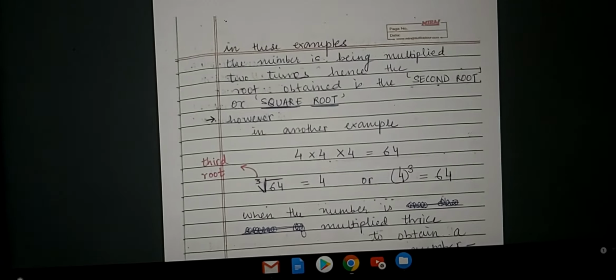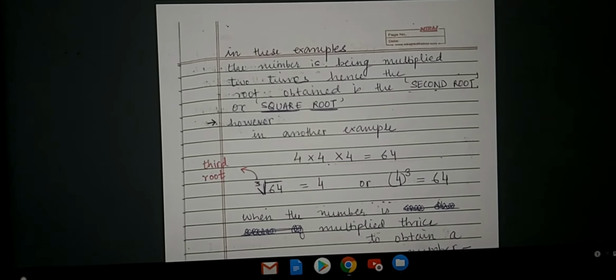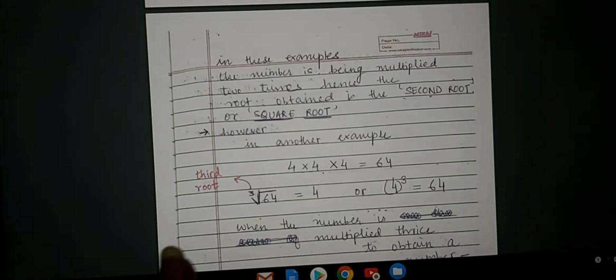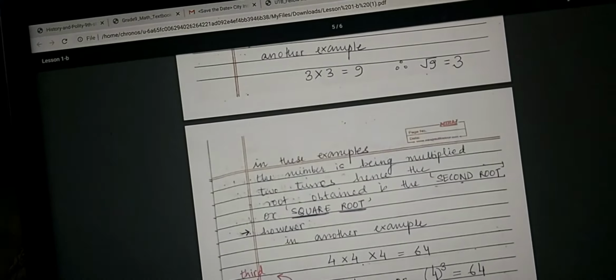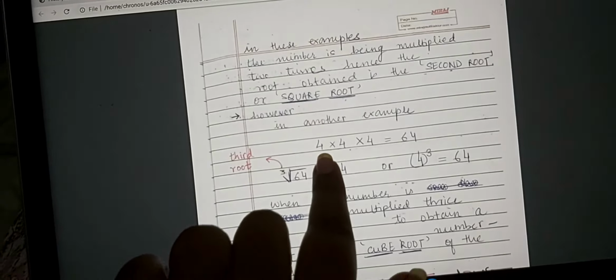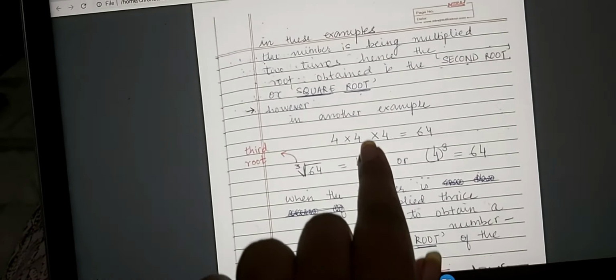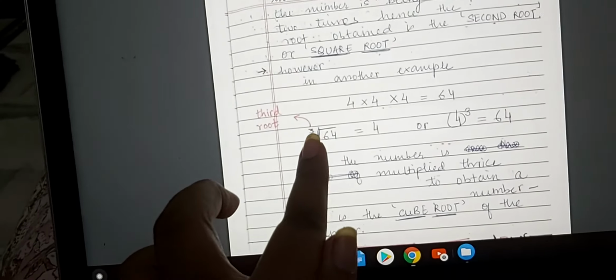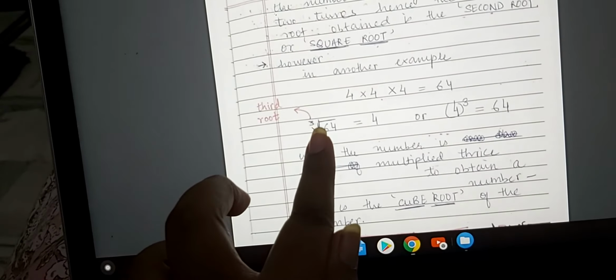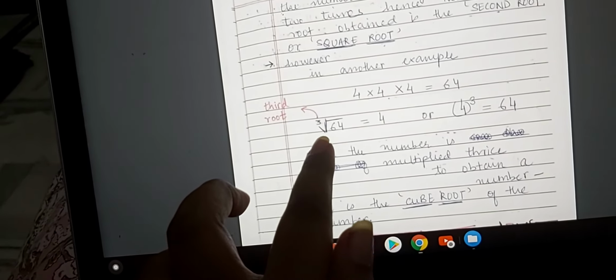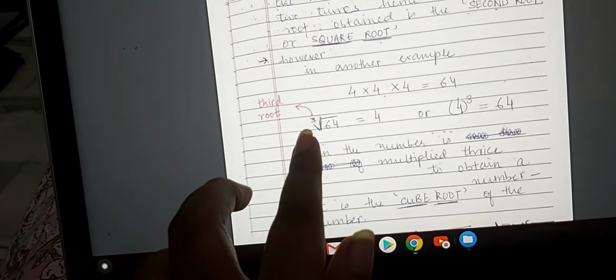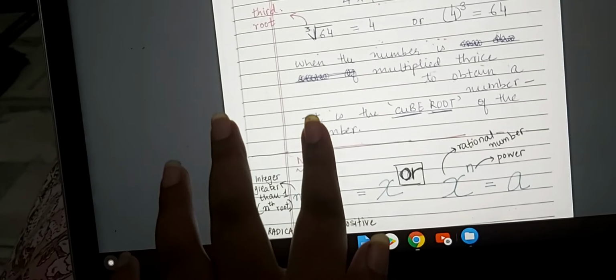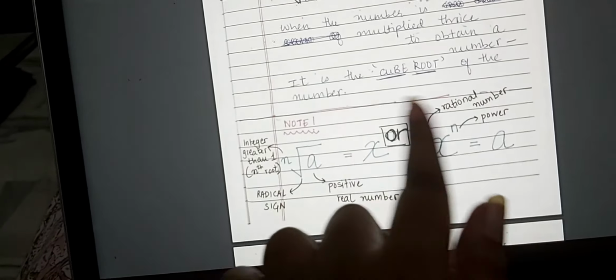Okay? However, in another example, for example, 4 into 4 into 4 is equal to 64. Now, over here, I've multiplied the number with itself twice, 4 into 4 into 4, which is equal to 64, it becomes cube root. Now, in cube root you need to write this 3 over here. Otherwise, if you don't write this 3, I will think it is a square and not a cube. Okay. When a number is multiplied thrice to obtain a number, it is the cube root of the number.